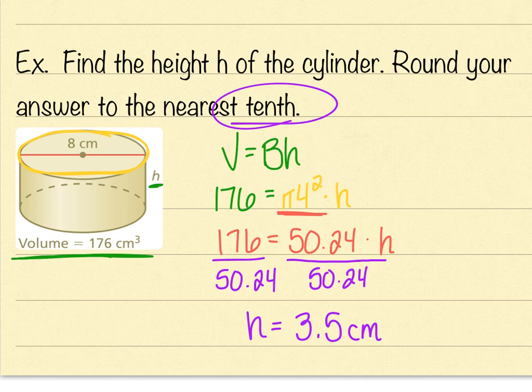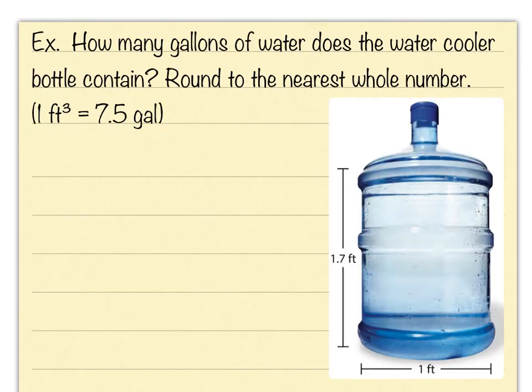We're not actually finding the volume because we already know that. So I'm not going to use cubic centimeters when I label my answer. So to recap, I plugged in 176 for the volume, plugged in pi r squared for the capital B. We found what pi r squared was. It was 50.24. And we just divided it over because we never knew what h was. And then so by dividing it over, we find out that the h is going to be 3.5 centimeters.